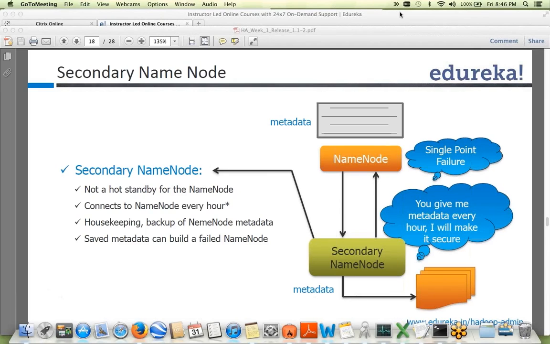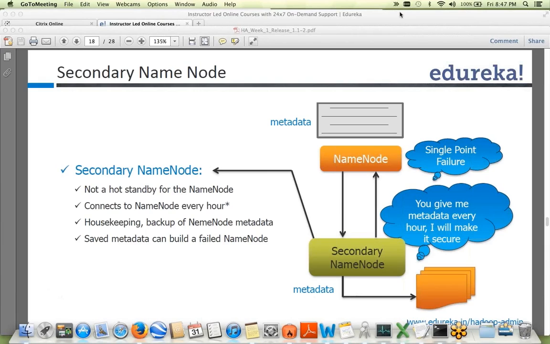As per slide, a question by Vinod, secondary name node we can help build but not failover. Yes. So the secondary name node is not a failover kind of node. It is named secondary name node, but that's a misleading name. It is just a checkpointing node, which basically every hour goes to the name node, gets the copy of metadata and stores it on its own system.